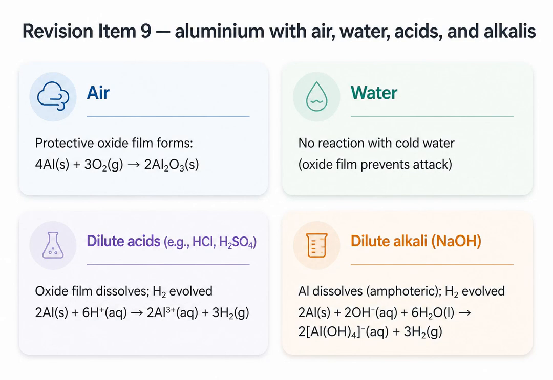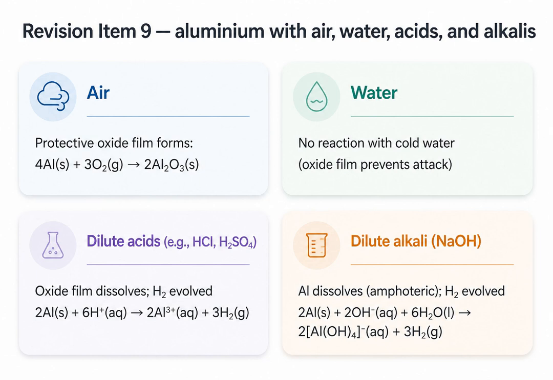Aluminium is protected in air because it rapidly forms a thin, tough Al2O3 film that prevents further corrosion. That same oxide layer explains why aluminium shows little or no reaction with cold water. In dilute acids like hydrochloric or sulfuric acid, the oxide film can be removed, and aluminium then reacts to produce aluminium ions and hydrogen gas.